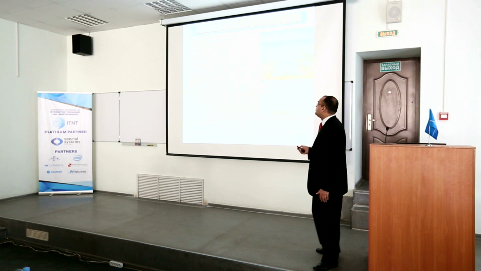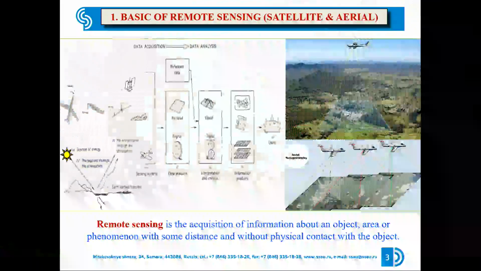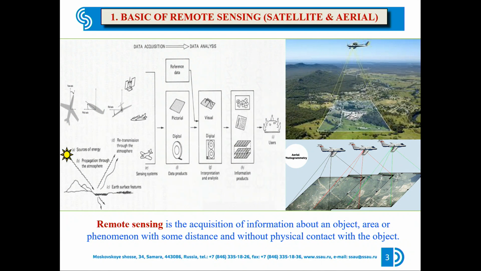So first, what is remote sensing? When we eat something or we touch somebody else, we are in direct physical contact with the object. So this is not remote sensing. But I am saying something, you are listening to me, you are watching the slides and collecting some information. So this is true remote sensing. So we can say remote sensing is the acquisition of information about an object, area or phenomena from some distance and without physical contact with the object. So when we are collecting information far from the object without touching, that is remote sensing.